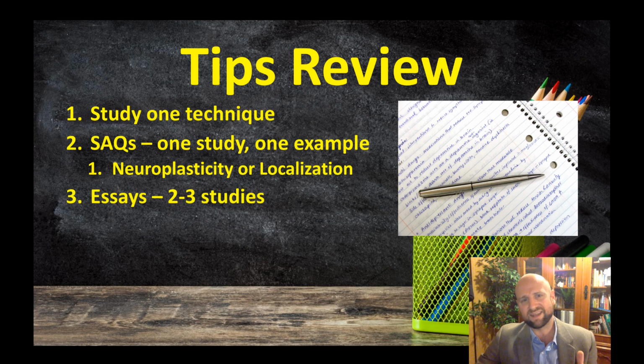For an essay, you would add a 2nd or 3rd study that's relevant, and you might have 1 or 2 examples. So you're going to write an essay on the fMRI, and then you could talk about how it's used in neuroplasticity or localization with different studies.